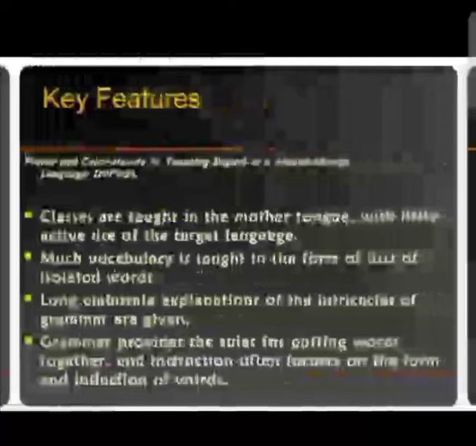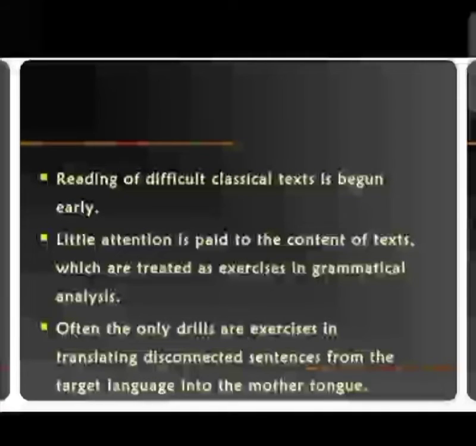Grammar provides the rules for putting words together, and instruction often focuses on the form and inflection of words. Reading of difficult classical texts is begun early. Little attention is paid to the content of texts, which are treated as exercises in grammatical analysis. Often the only drills are exercises in translating disconnected sentences from the target language into the mother tongue.